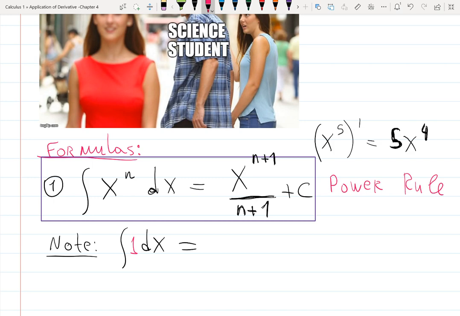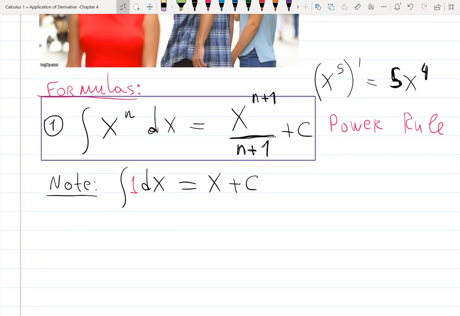So what do you think gave 1 when I differentiated it? 3, 2, 1. Yes, you're correct. That's x. But don't forget x plus c. So just check, the derivative of x plus c is 1. Make sense? Remember, if you see an empty integral with nothing inside, because usually we do not write down 1 inside like this. Usually it is written as integral dx with nothing inside. Then the answer will be x plus c.